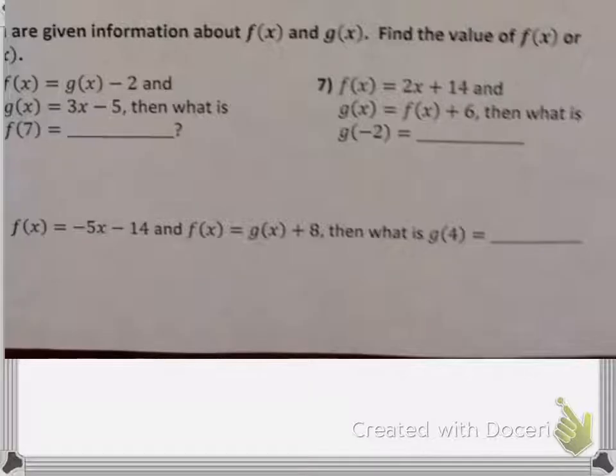All right, we got one more last page of problems here, and we're done. Actually, we're on the very last problem. It says f of x equals negative 5x minus 14, and f of x equals g of x plus 8. What is g of 4?